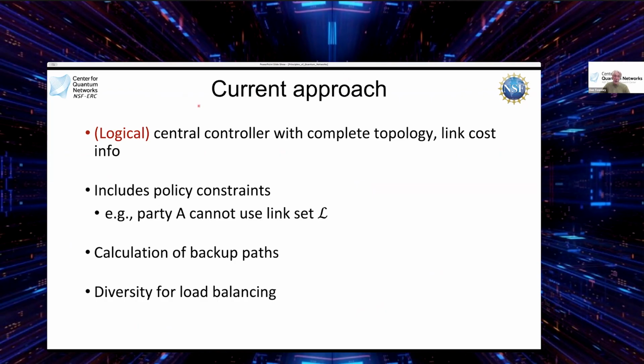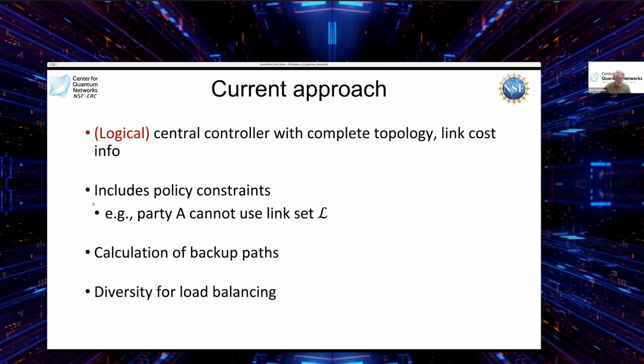The current approach in the classical internet is to do everything centrally, where you have complete topology and complete link cost information. I preface it with logical because some networks are so large that you can't really quite do it at one place, and there might be some benefit in having, let's say, 2 or 3 nodes doing the computation.